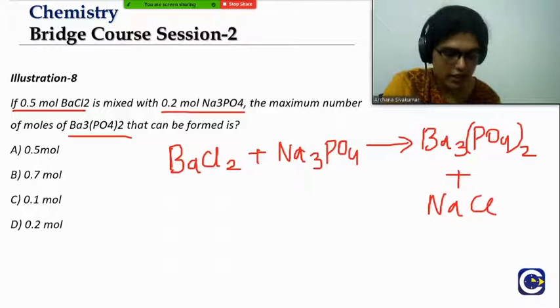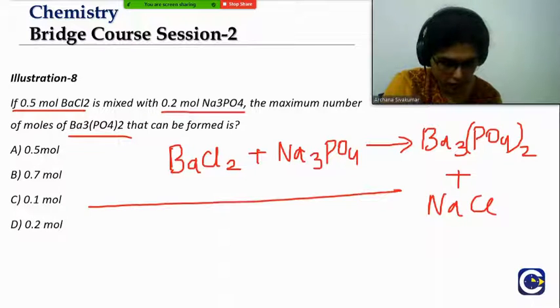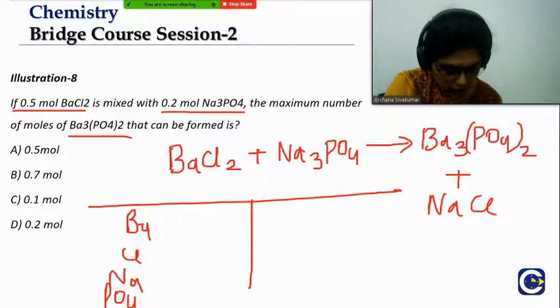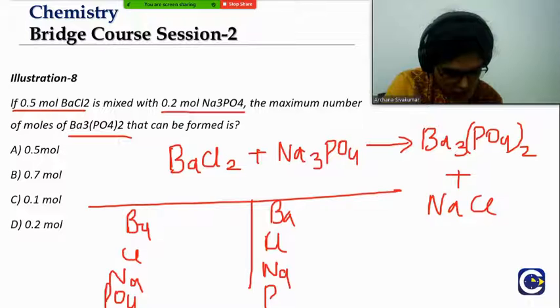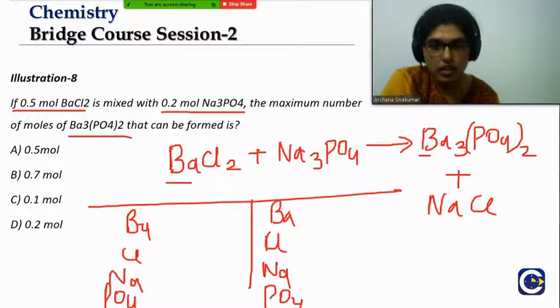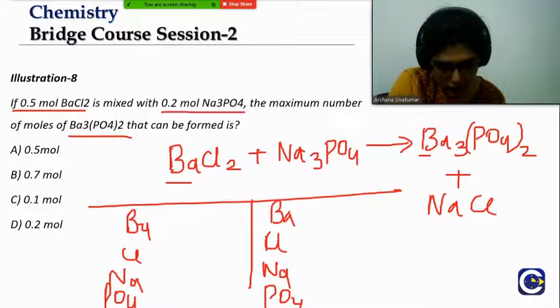So how do I balance this? I will write BaCl, and sodium and phosphate are written together. Similarly, phosphate is written. So now barium is 3 on one side and 1 on the other, so I would have to multiply. It is 1 barium, chloride is 2, sodium is 3 and phosphate is 1.